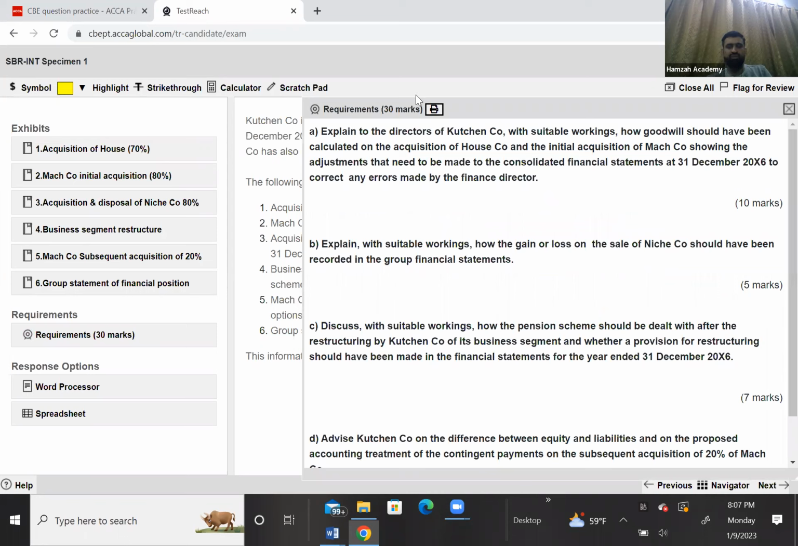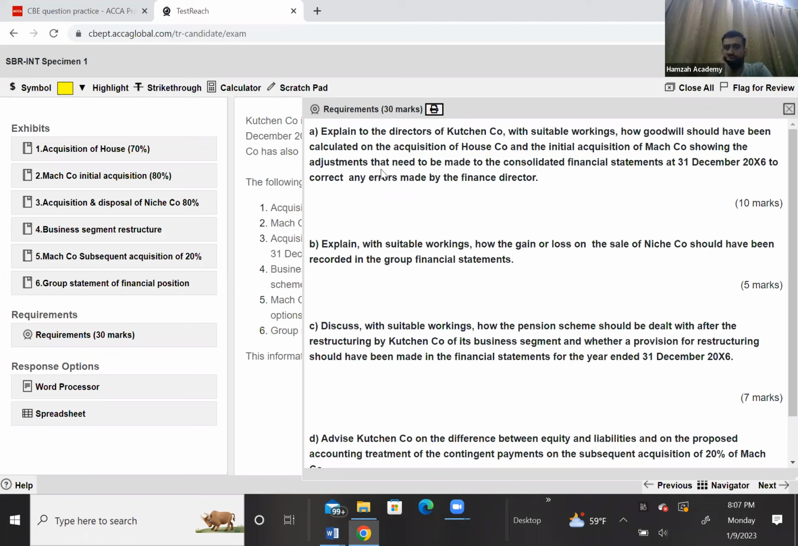For example, we first read the requirements. We haven't studied the exam question paper yet, but we are reading the requirement first. After that, we will read the exhibits and relate them to the requirements. So the first requirement is: explain to the director. Okay, focus on the requirement.